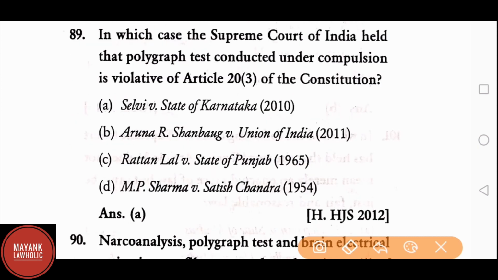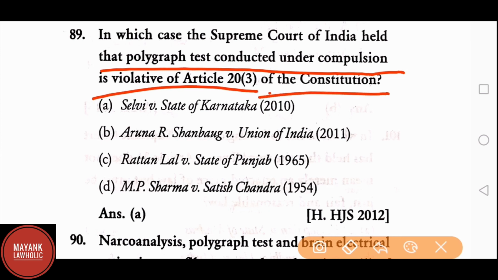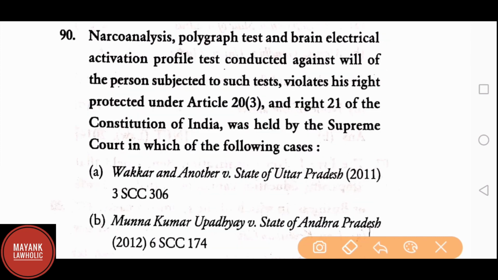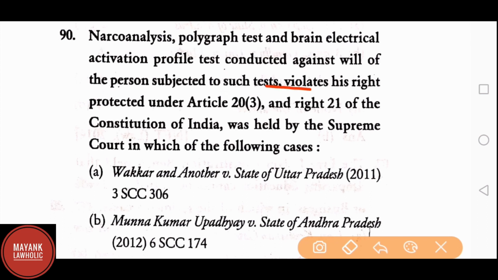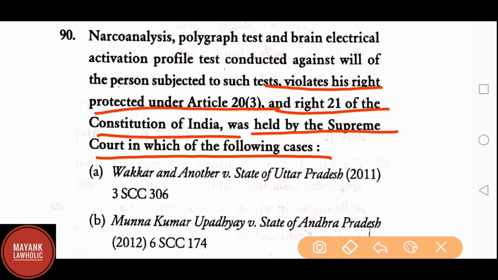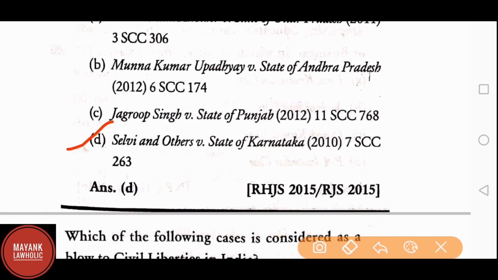Question number 89. In which case did the Supreme Court hold that the polygraph test conducted under compulsion is violative of Article 20 Clause 3 of the Constitution? The answer is A. Selvi versus State of Karnataka 2010. Question number 90. Narco-analysis, polygraph test and brain electrical activation profile test conducted against the will of the person subjected to such tests violates his right protected under Article 20 Clause 3 and right under Article 21 of the Constitution of India. This was held by the Supreme Court in which of the following cases? The correct answer is Selvi versus State of Karnataka. This is a landmark judgment and we have already seen this question repeating many times.